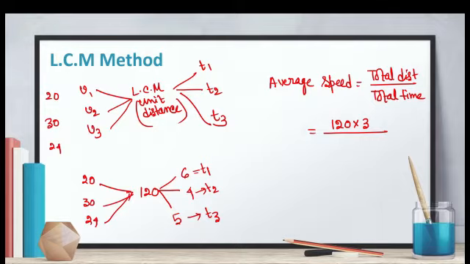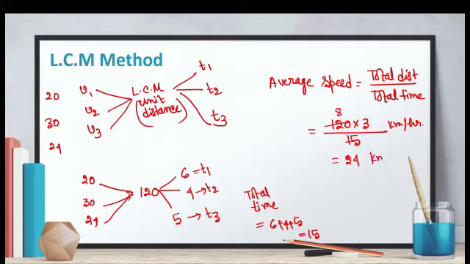And what is the total time here? Total time is 6 plus 4 plus 5, which is equal to 15. So it will be 120 cross 3 upon 15 kilometer per hour. It cancels out with 8 and 3. 8 threes are 24. So it is 24 kilometer per hour.